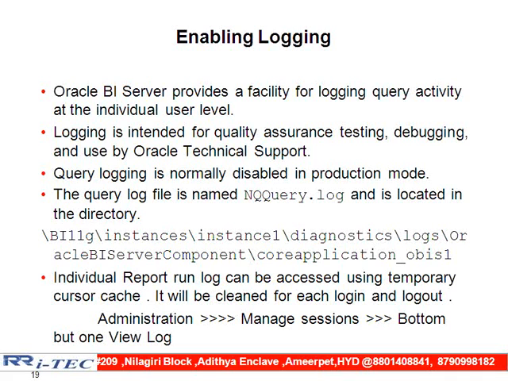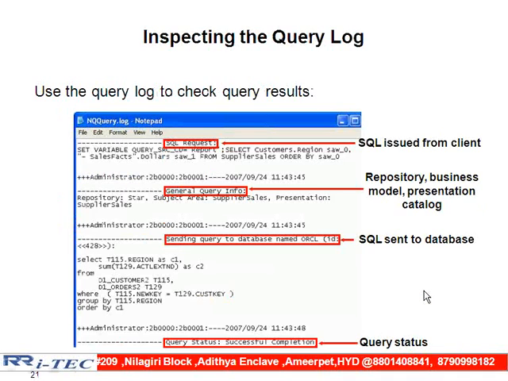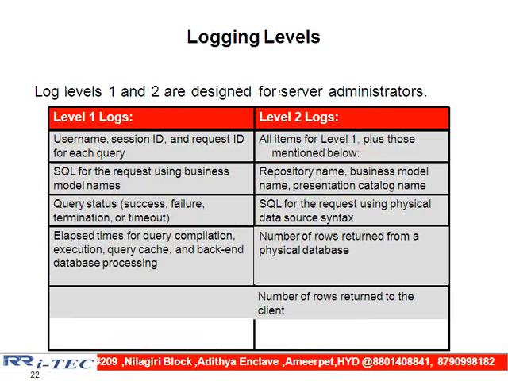Okay. Now, if you see the next one, this is setting the log level, which you already know: Manage Identity, then the WebLogic user, then log level as 2. Then we went for inspecting the query log, and each and every line we observed already. Then we went for the log level differences. Log level 1 is what, log level 2 is what, what is the difference? Already I explained, 4 extra points came: the repository name, the business model name, the SQL using the physical syntax, the number of rows coming from the database, and the number of rows shown to the client. Whatever points I discussed, the same points are available.